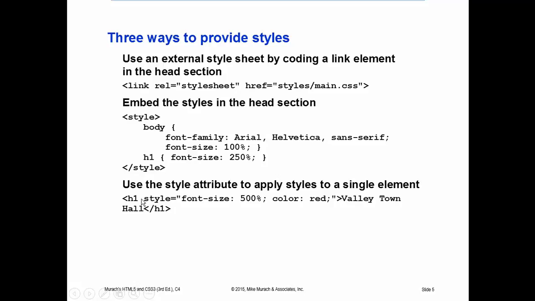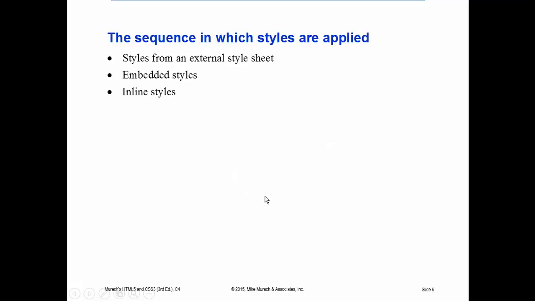So typically when you use it, for instance in here we just want to make this Valley Town Hall 5 times its regular size in red, for example. The sequence in which styles are applied, all right, you would think it would go in the other order, but what it says is if I've got an external style sheet and I've got embedded styles with a style tag and I've got inline styles, the inline styles must take precedence. Because if they didn't, then why would you ever have inline styles?